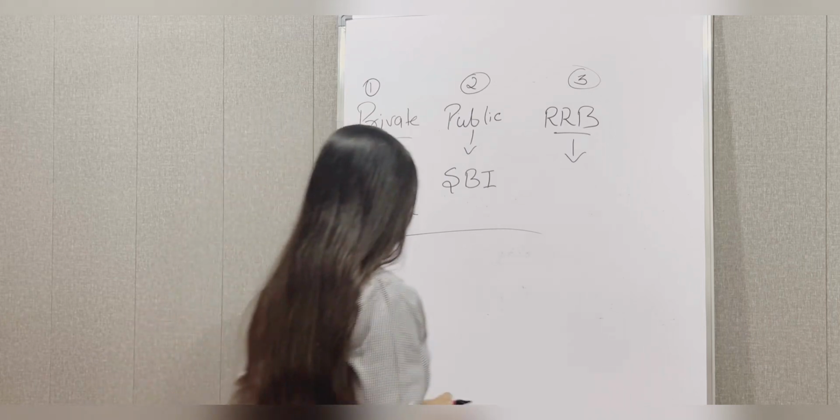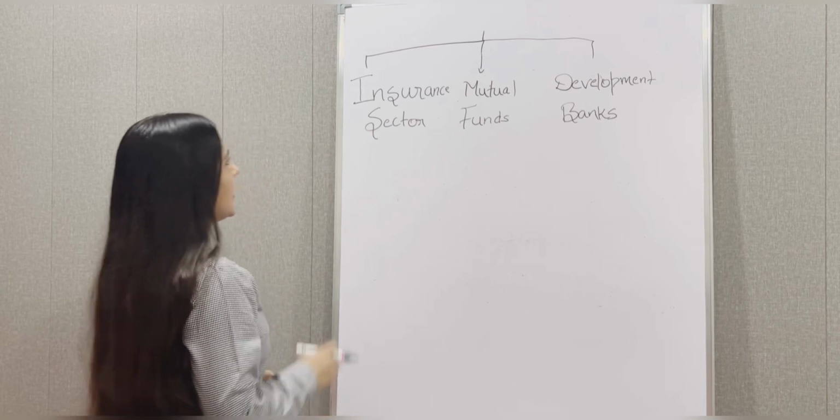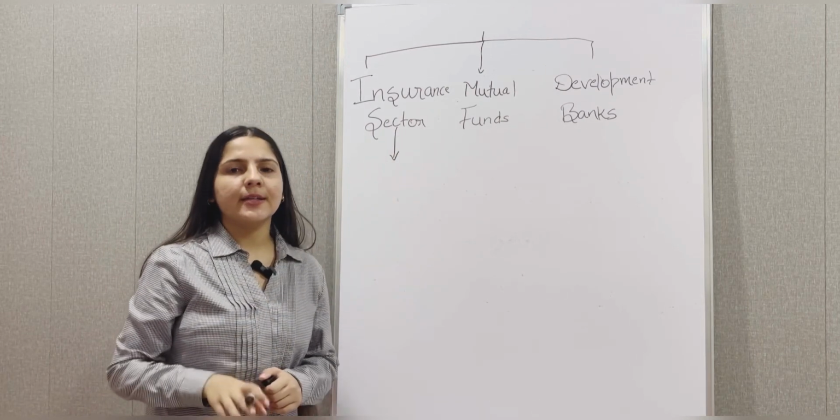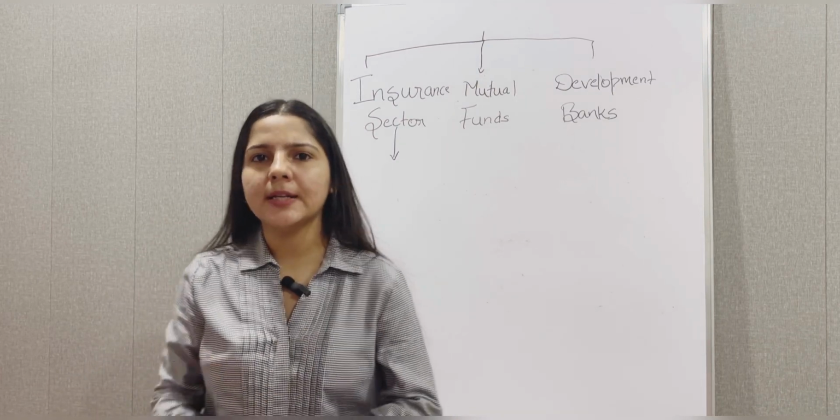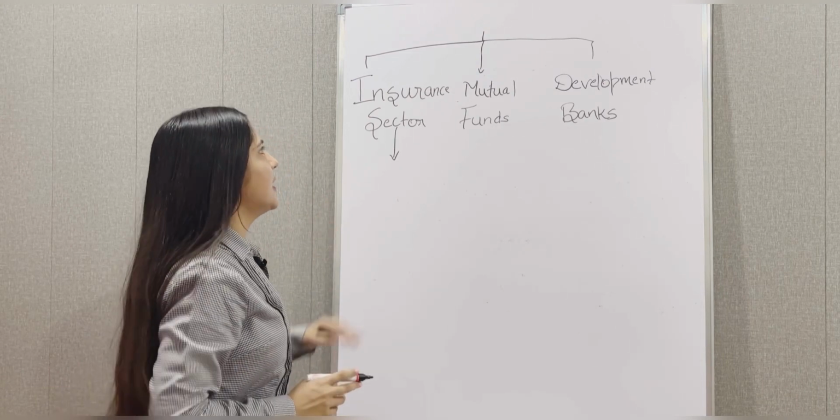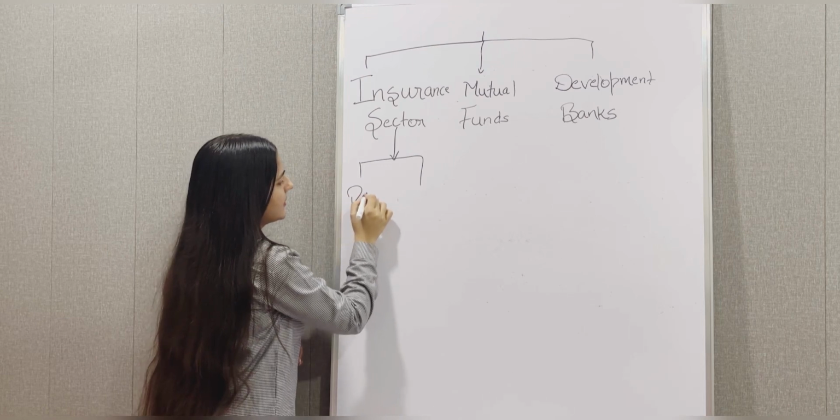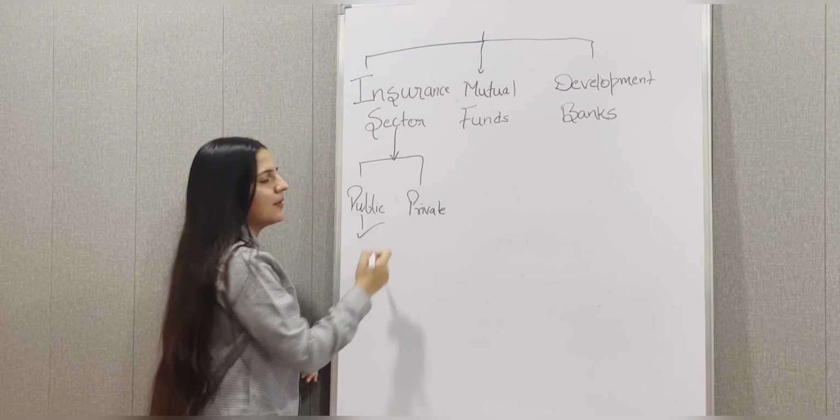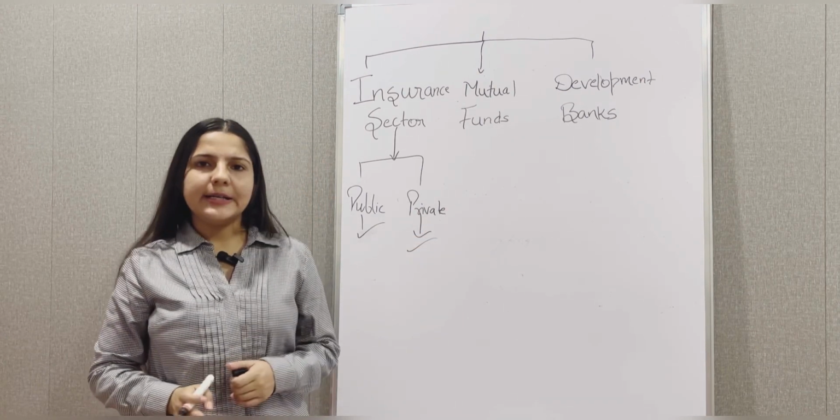So let's discuss them. Some other kinds of financial institutions are in the insurance sector. This particular sector is given to insurance, that is the companies, private or public, that are engaged in activities like insurance, which are under the insurance sector. Its two kinds are public, which are owned by government, and private, which are owned by private entities.